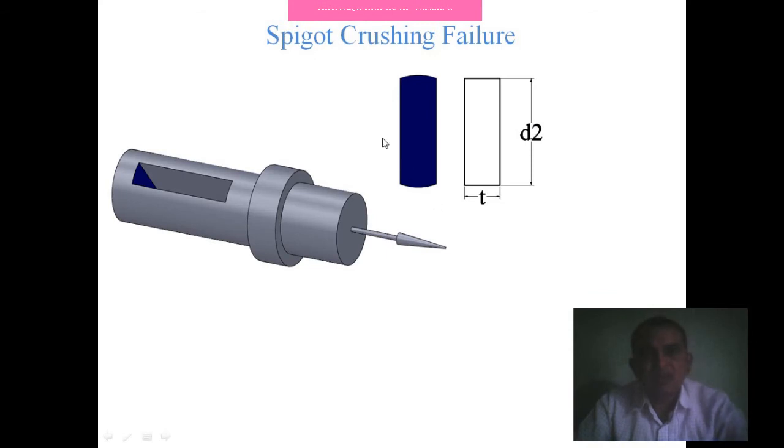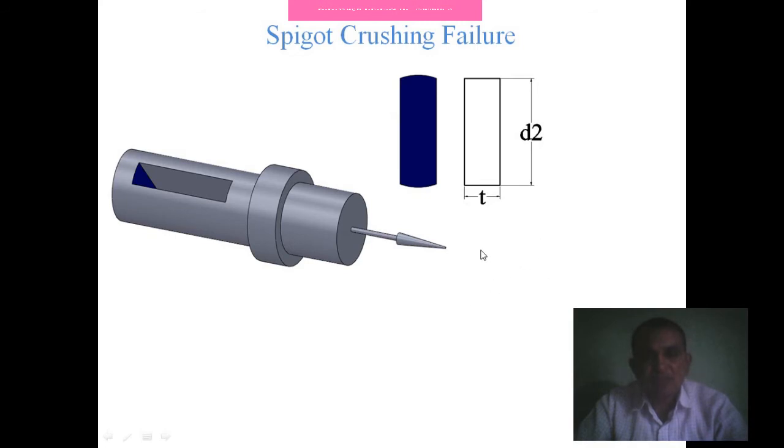Then we come to the spigot crushing failure. This is the zone where the total force acts on the surface, and due to that force this zone may be crushed or pushed in the opposite direction. So it may crush due to that force, and you can find the crushing area, which is equal to D2 into T. So sigma C is again P divided by A.